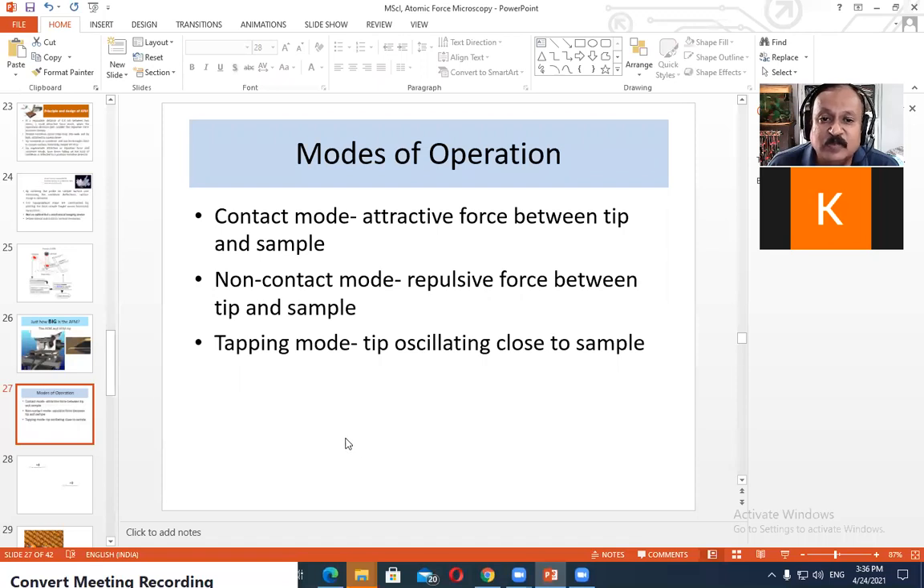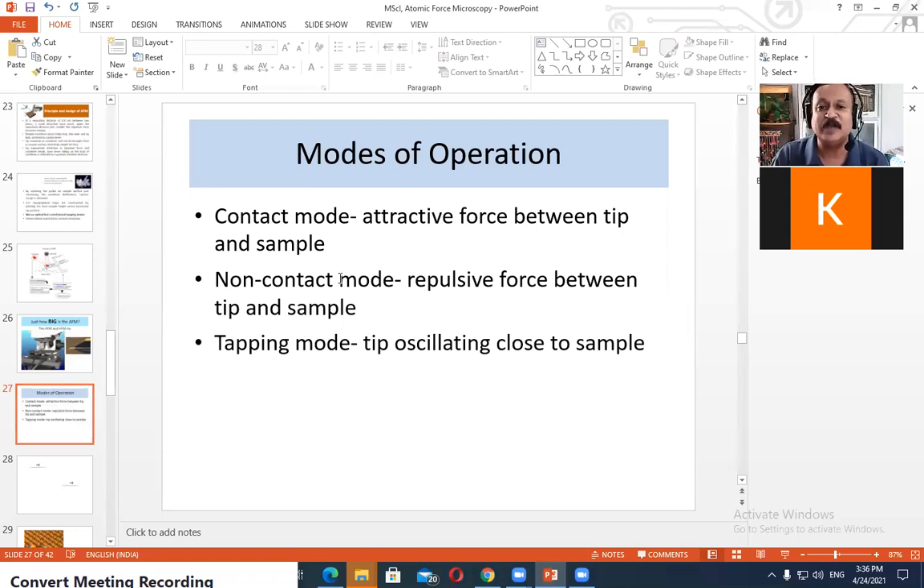Then coming to the three different modes of operation. One is called the contact mode. This I have already explained to you: at a distance of 0.4 nanometer from the tip of the probe to the sample surface, there is an attractive force, and that attractive force is used for imaging.